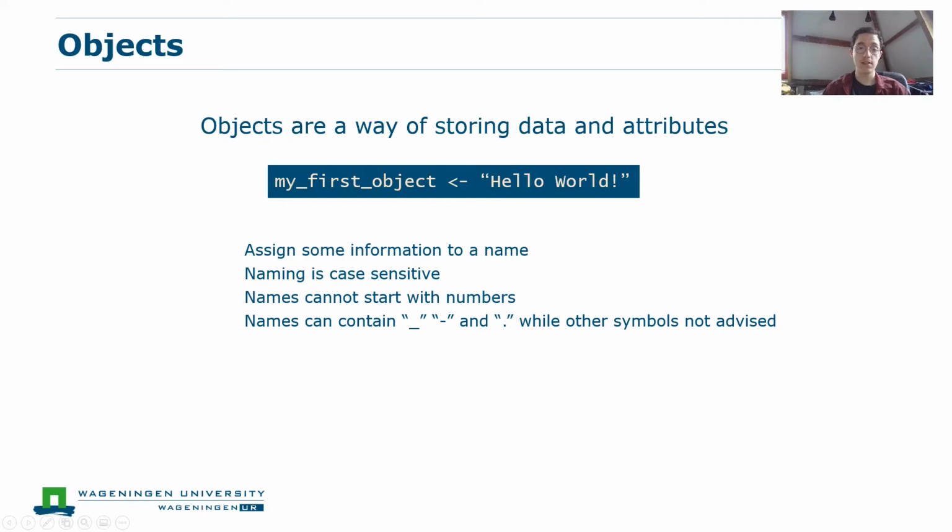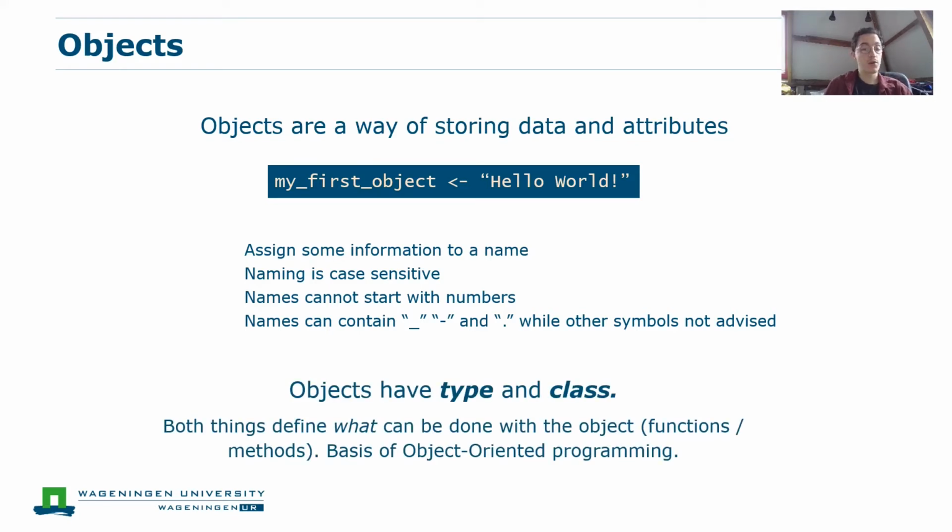Naming is case sensitive, so R will interpret it as a different variable if you write it with lowercase or uppercase. Names can start with numbers, and generally it is not advised that they contain symbols, except maybe underscores, sometimes dashes and dots. All other symbols tend to have other meanings within the code, and therefore they are not advised to use as naming.